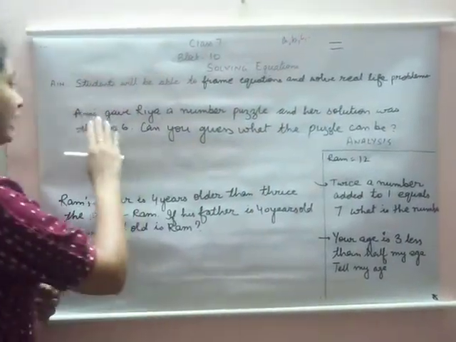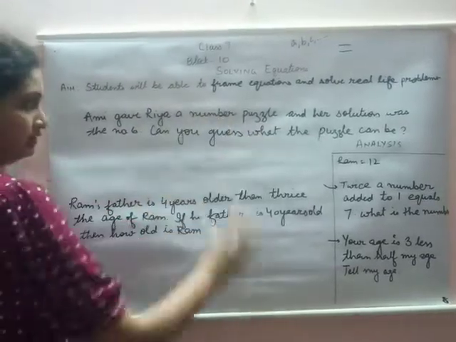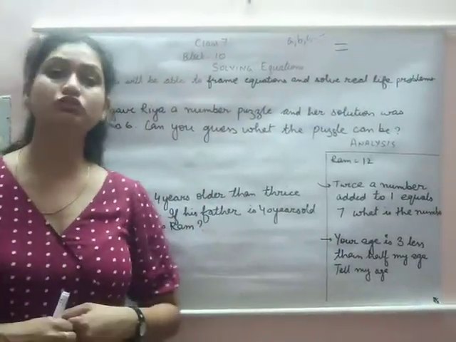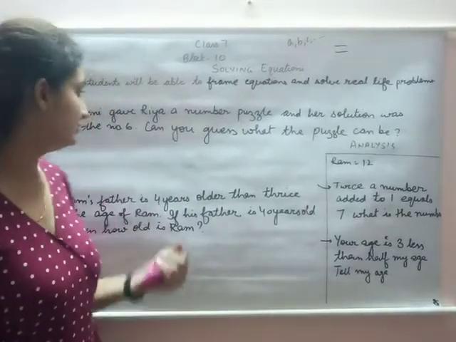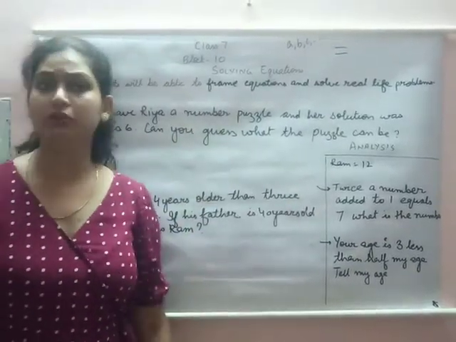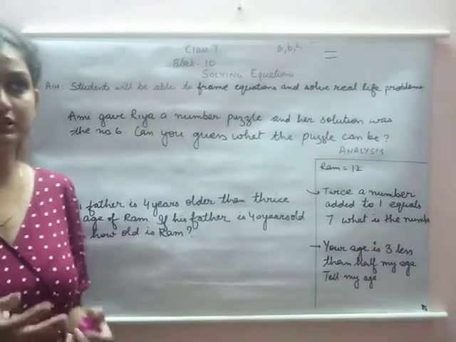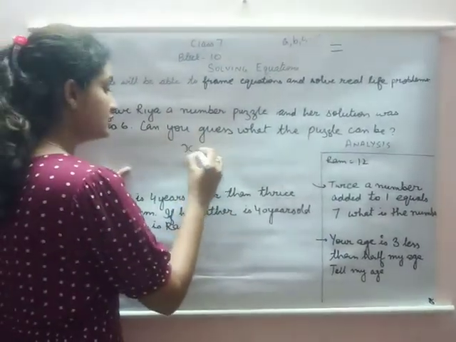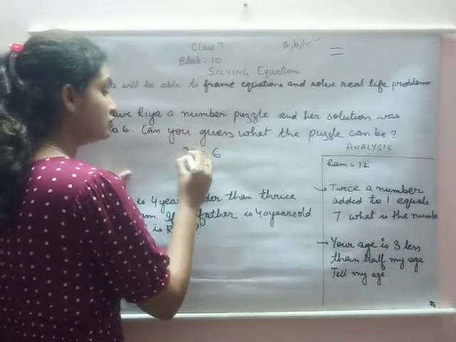Now, Amy gave Ria a number puzzle and her solution was the number 6. The solution is known to us, that is number 6. Can you guess what kind of puzzle Amy has given to Ria? The solution is 6. x equals 6 is the answer.